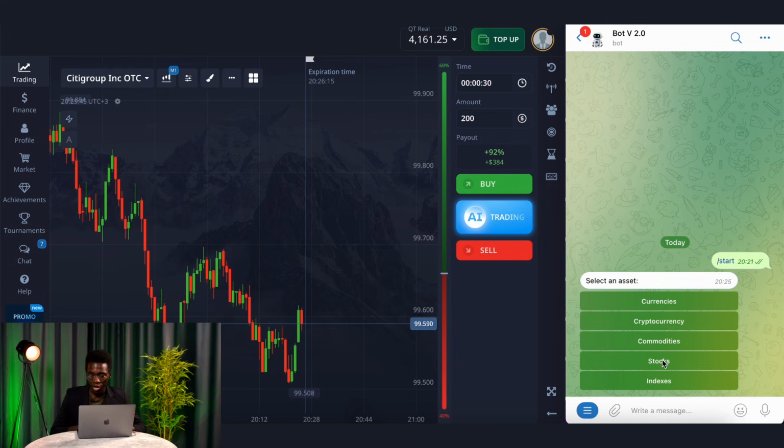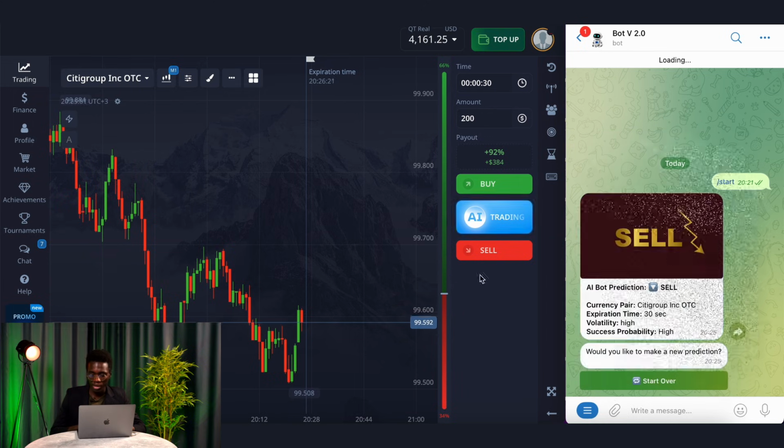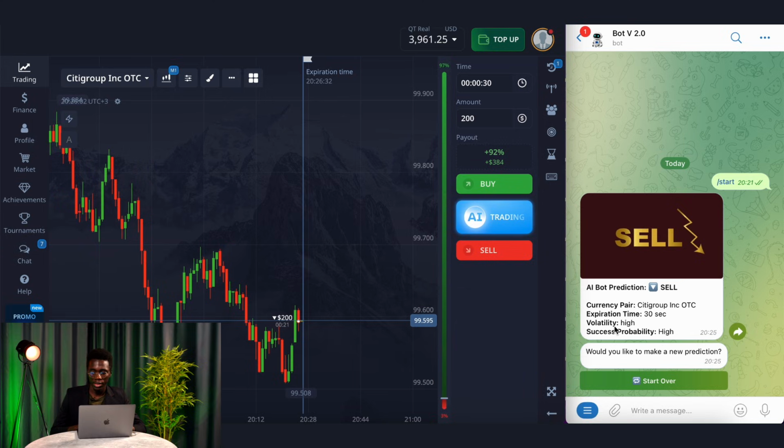Ask our AI powered trading bot for the stock Citigroup Inc. OTC. There you go, Citigroup Inc. OTC on 30 seconds, people. It is gonna be a sell. Let's go ahead and execute a sell order for this trade. We're gonna hold on tight and see how this is gonna play out. As predicted by our AI powered trading bot version 2.0, you can see 30 seconds sell, volatility level said to be high for this trade, success probability said to be high. Holding on tight to see how this is gonna play out, people. $200 on the line.